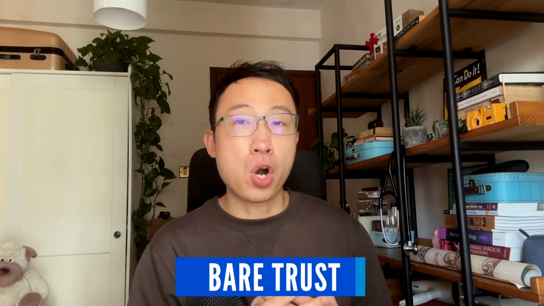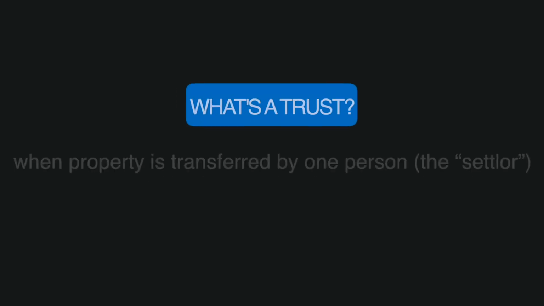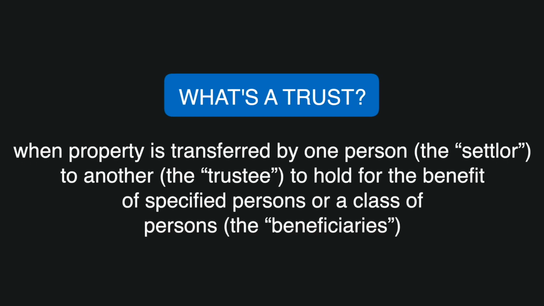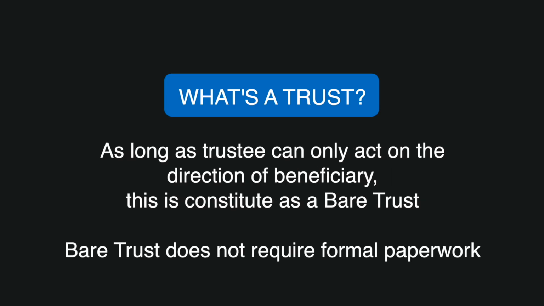Well, not quite, and that's the whole point of this video, because you might be in a trust without knowing you're in one. See, in Canada, there's something called a bare trust. This is where the settlor, aka the original owner, transfers the title to a trustee to hold title for the sole benefit of the beneficiary, which is often the settlor themselves. And as long as the trustee can only act on the direction of the beneficiary, this is a bare trust.